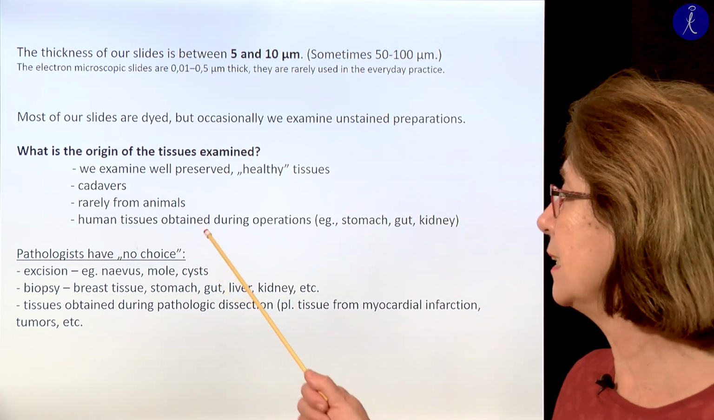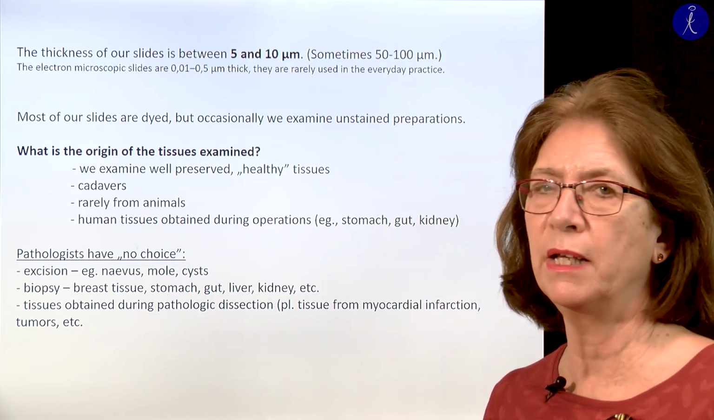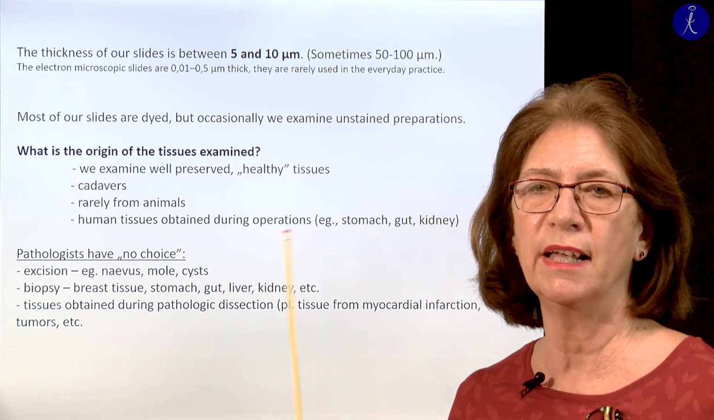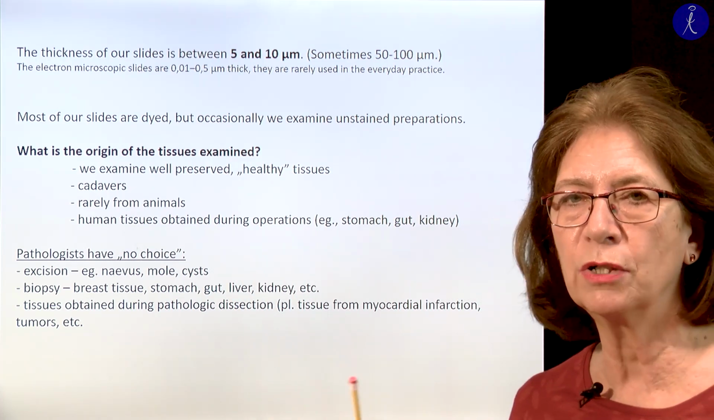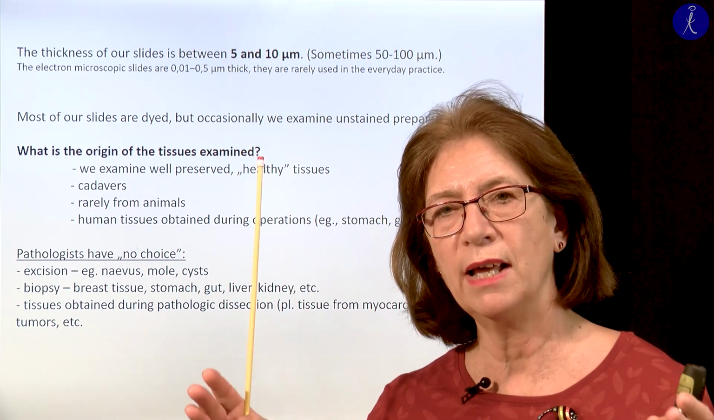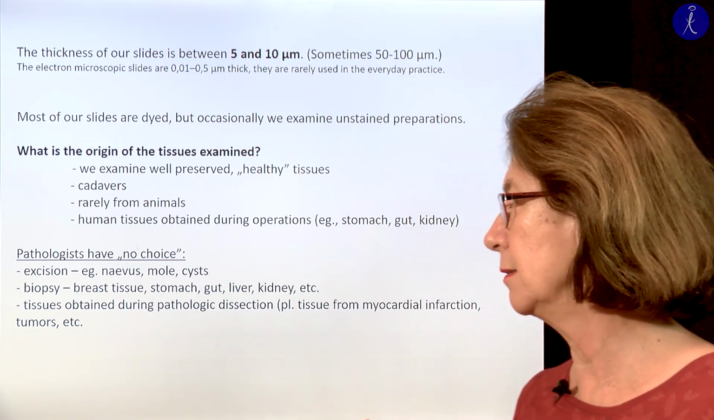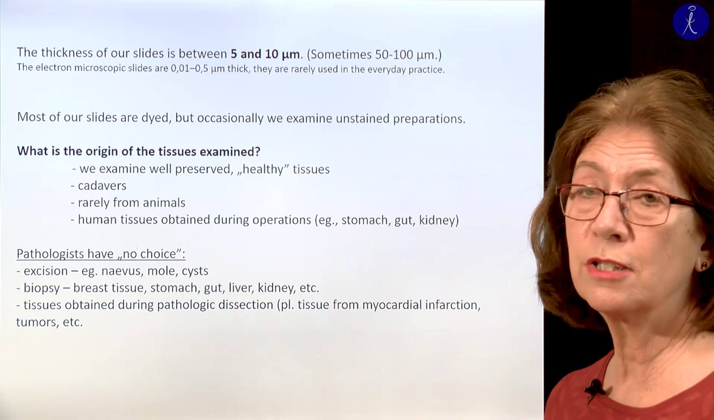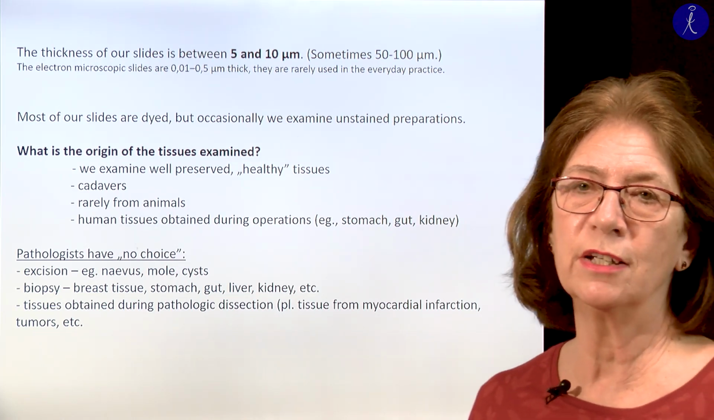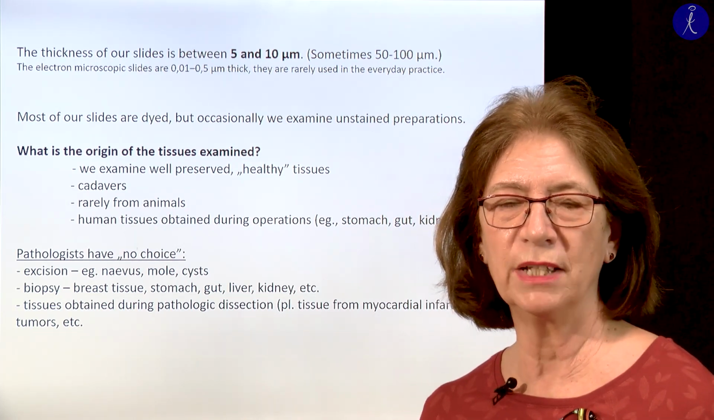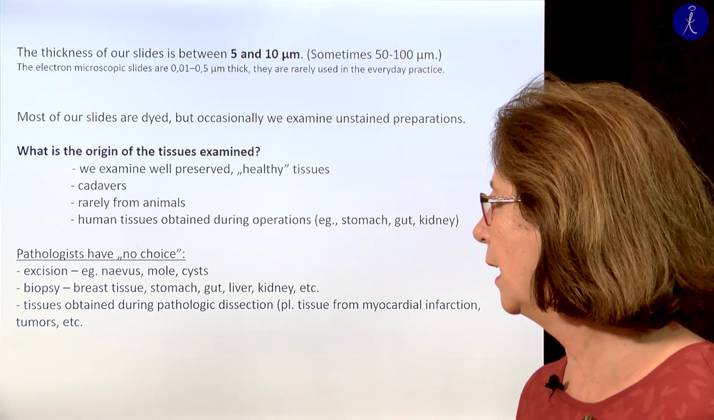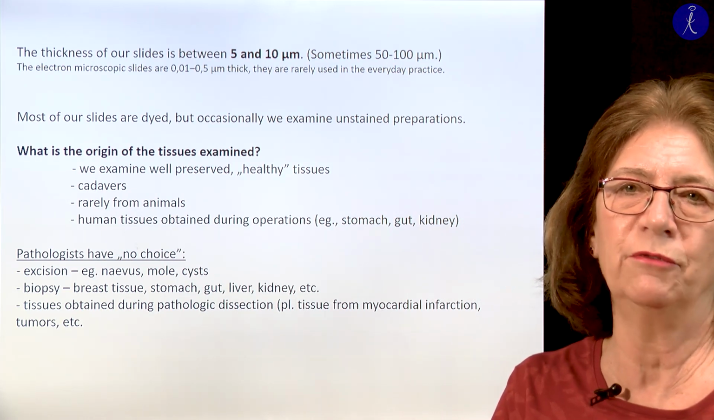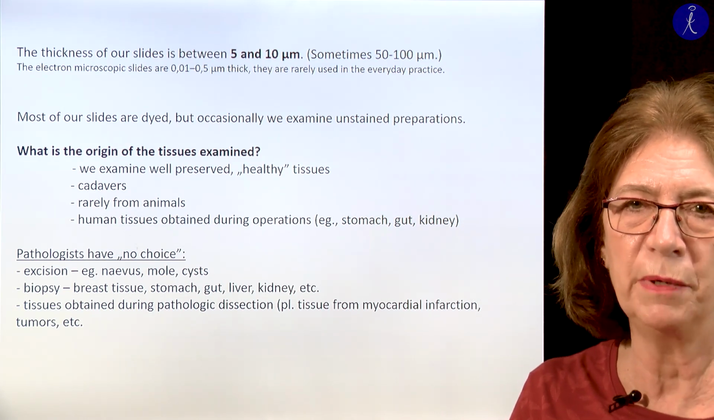And sometimes these human tissues may be obtained during an operation. So if for some reason they have to remove a part of an organ, then from the healthy edges we can get such tissues. Pathologists don't have a choice. They have to examine whatever they get, so they cannot tell that, okay, I don't like this cyst, I would like to examine another cyst, because they have to examine what they got from that patient.